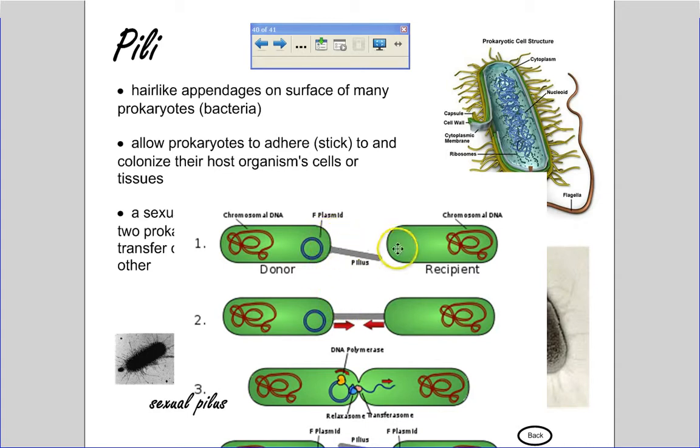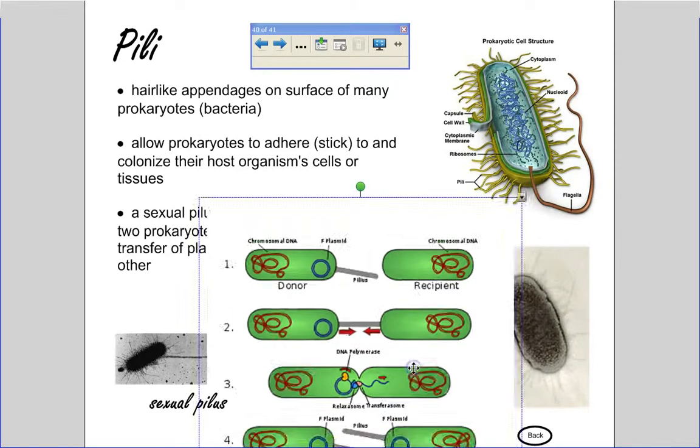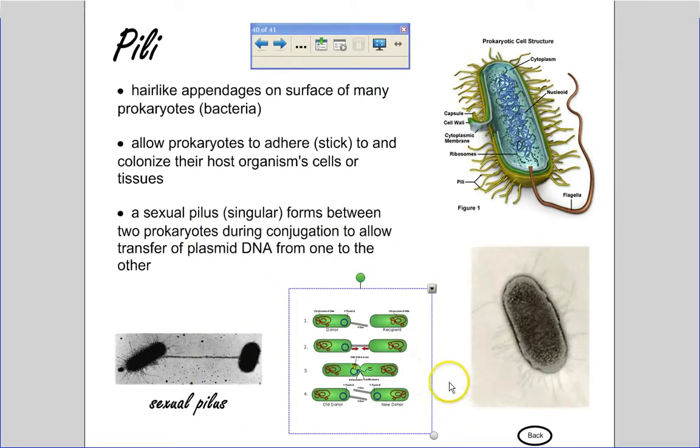So here's the sex pilus that forms to join them together so that they can transfer some genetic material called a plasmid that can offer special resistance. Maybe it's resistance to certain chemicals or resistance to certain medications, things like that. So you can very faintly see the pili in this one, and you can see them a little bit darker in this one. So that's what the pili are.